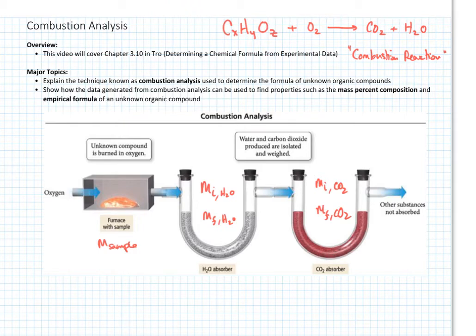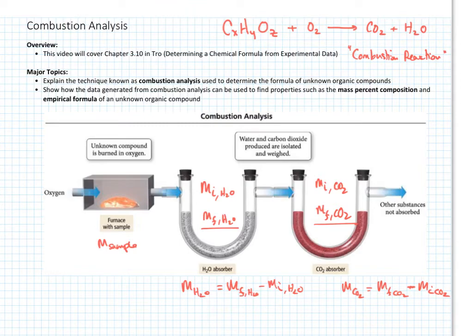Okay? Since we have these two quantities before and after, we can find the mass of H2O that comes from the reaction. That's equal to the mass final H2O minus the mass initial H2O. And the mass of CO2 is going to be equal to the mass final CO2 minus the mass initial CO2. So we start with a known mass of our sample. We find experimentally the mass of water that's produced in this reaction. We also find the mass of CO2 that's produced in this reaction.